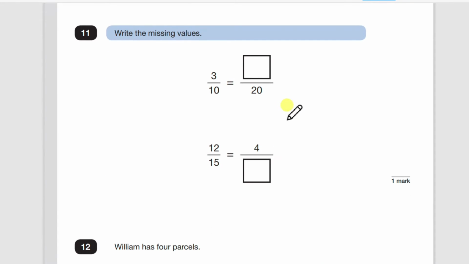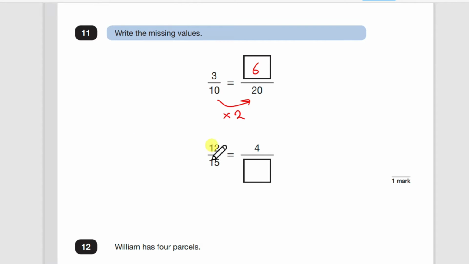11. Write the missing values. Okay, so going from fraction to fraction, we need to see what's happening. When you go from 10 to 20, you're either going to multiply or divide. That's how similar fractions work. So going this way, we can see 10 to 20 has been doubled, so they multiplied it by 2. That means 3 times 2 must be 6.